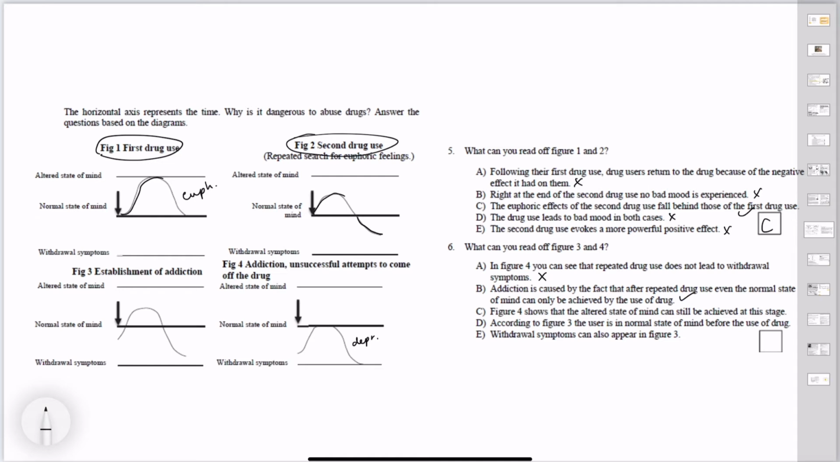Figure 4 shows that the altered state of mind can still be achieved at this stage. No, it is not showing anything like that. According to figure 3, the user is in a normal state of mind before the drug use. No, it is in a depressed state, so that's not true. And withdrawal symptoms can also appear in figure 3. That is not correct either, so B will be the answer.